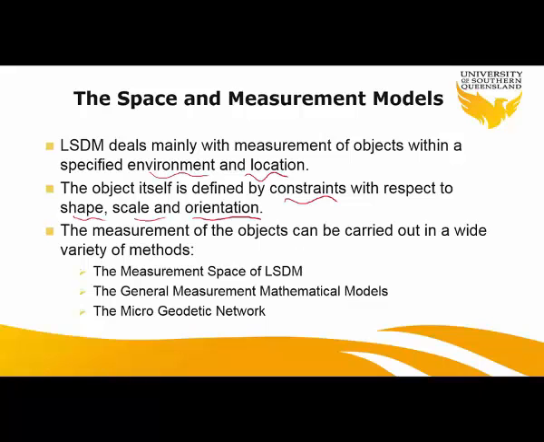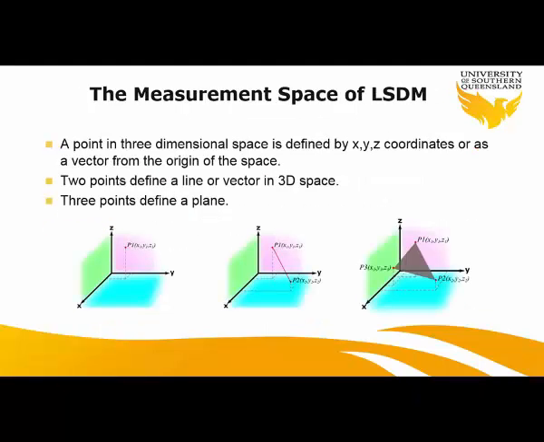Having said that, we can categorize the methods in metrology into three different categories: measurement space of large scale dimensional metrology, general measurement mathematical models, and microgeodetic networks. I'm going to go through each of them individually and explain what these are. Let's start with the measurement space of large-scale dimensional metrology. In this method, we are looking at a three-dimensional space which is defined by x, y, z, or the coordinates of the point, and we are looking at the vector.